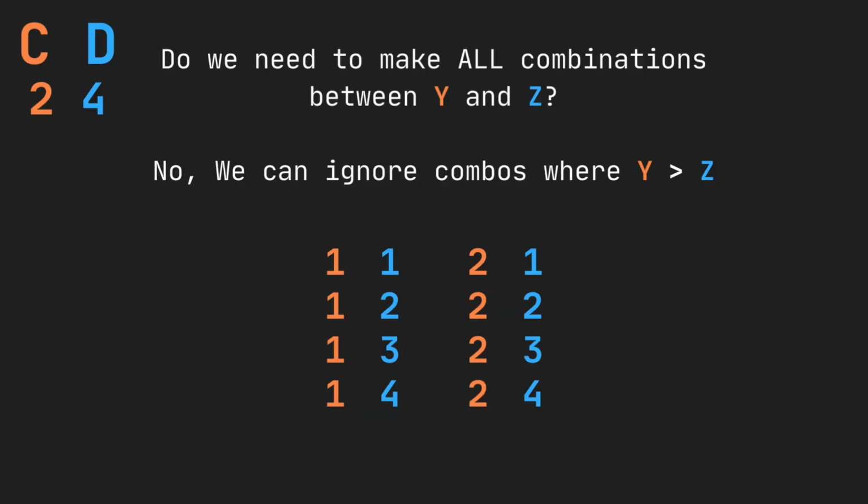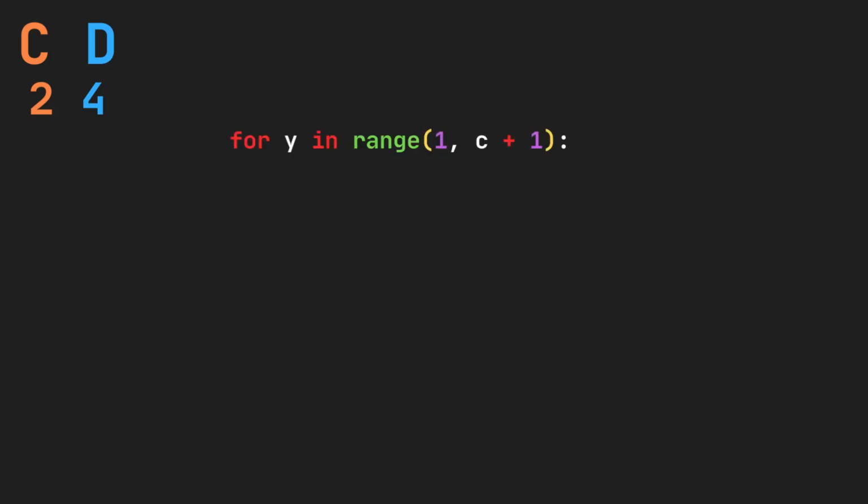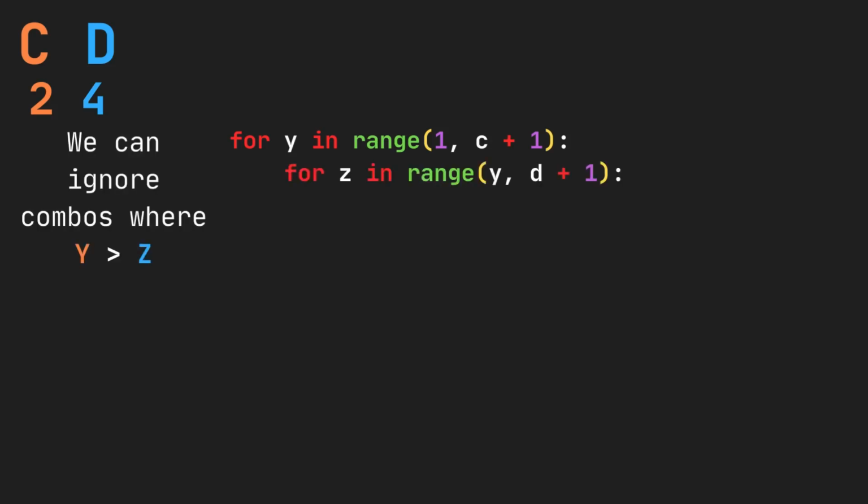Okay, so to answer the question, do we need to make all combinations? The answer is no. We can ignore combos where the y is greater than the z. And in that case, we can eliminate this one here. And let's check out what this would look like in a programmatic way. So first, we can go through a basic for loop where we're going through C first, 1 through C, and that'll be the y values. And in order to ignore the times when z is actually less than y, when we're going through the values for z, we can actually just start out on the y value. So this is a simple way of enforcing this rule.